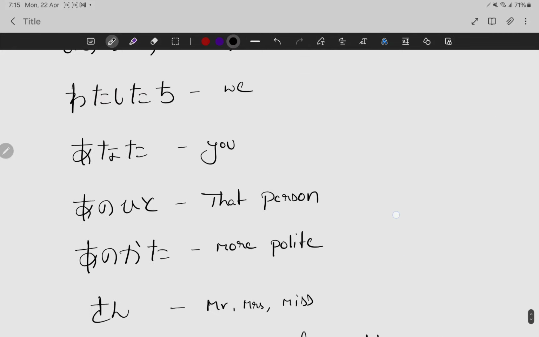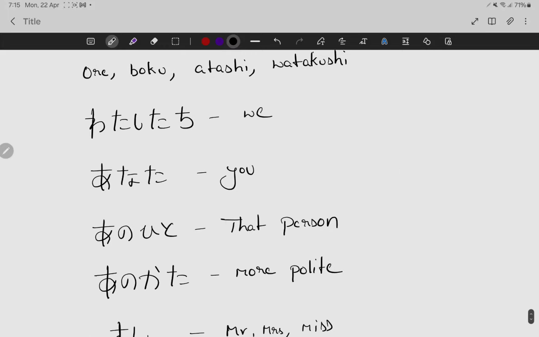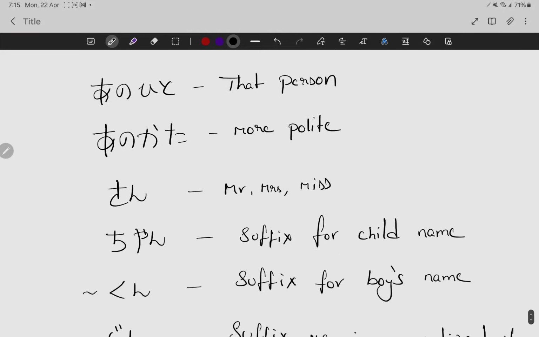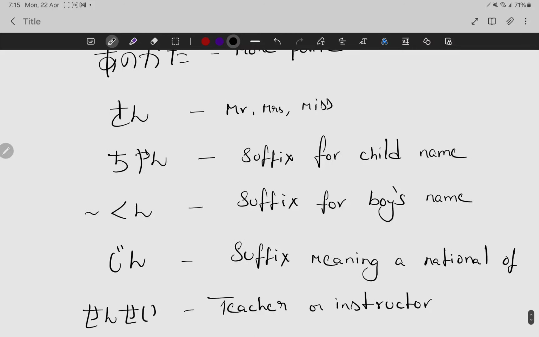So once again, watashi, I, or you can also call it ore, boku, atashi, or watakushi. Watashi tachi, we. Anata, you. Anohito, that person. The polite form will be anokata, more polite. San, which is a suffix added for Mr., Mrs.